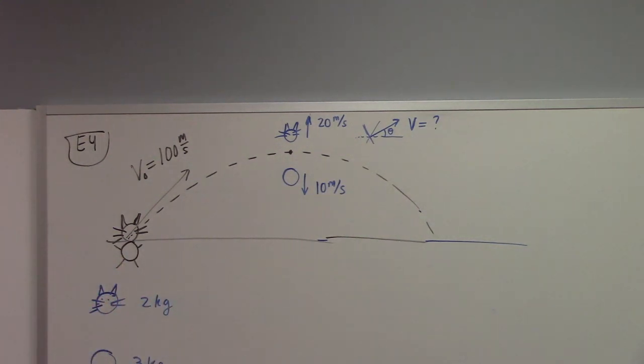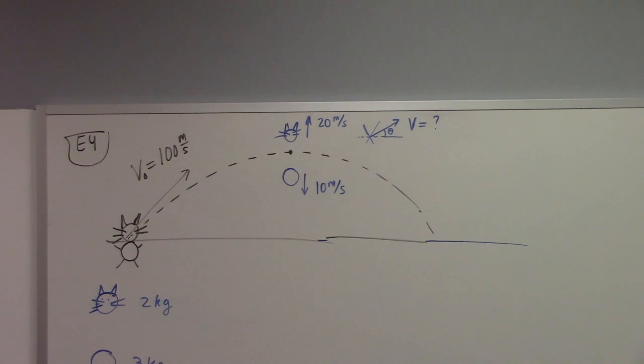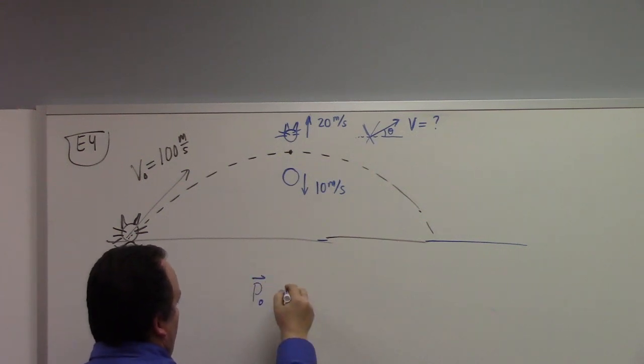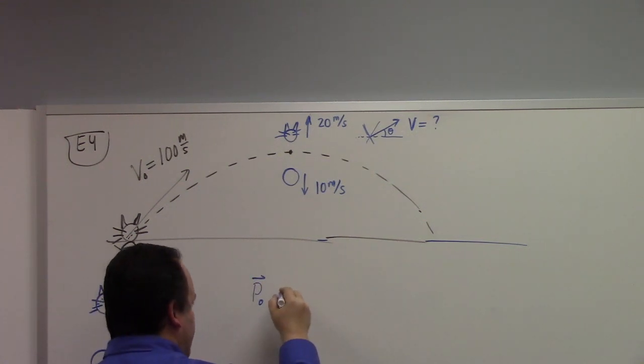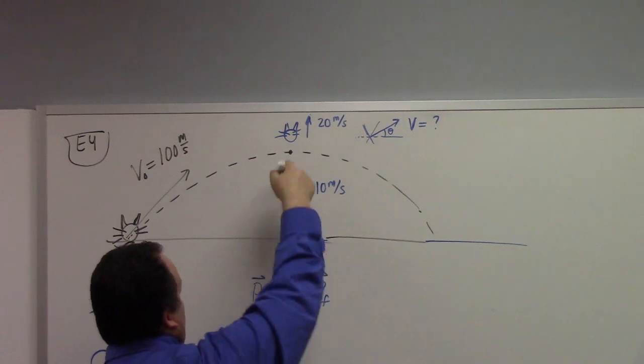Okay, so the way to do this. First of all, is momentum conserved for the cat going from here to here? Point number one, momentum is not conserved in the process of the projectile motion. Why is the momentum not conserved? The initial momentum is not equal to the final momentum.